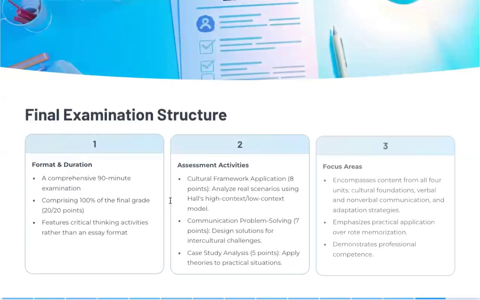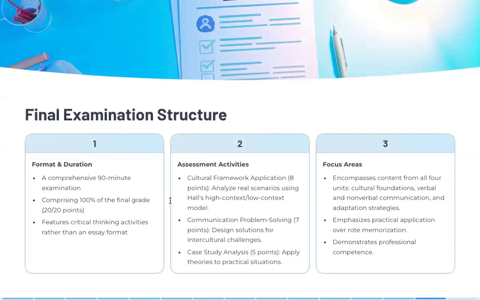Now let's talk a little bit about the final examination structure. The exam is going to be a comprehensive 90-minute examination. It comprises 100% of the final grade, 20 over 20. There is no formative assessment grade. And it features critical thinking activities rather than essay format. So there will be many activities which tackle different aspects.